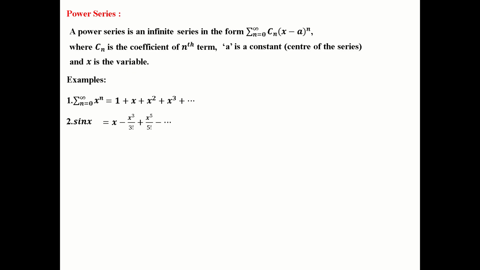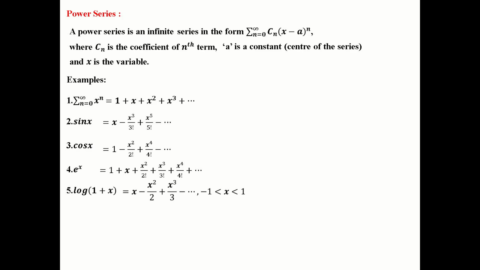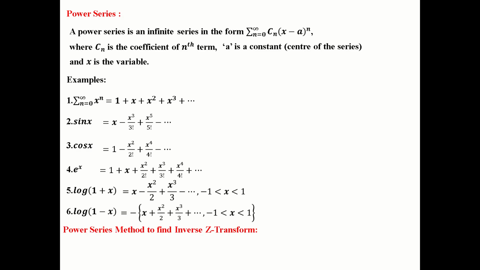Sin x can be written as x minus x cube by factorial 3 plus x power 5 by factorial 5 minus etc. Cos x expansion is 1 minus x square by factorial 2 plus x power 4 by factorial 4 minus etc. Similarly, e power x is 1 plus x plus x square by factorial 2 plus etc. Then log(1 plus x) is x minus x square by 2 plus x cube by 3 minus etc. These are all examples of power series.